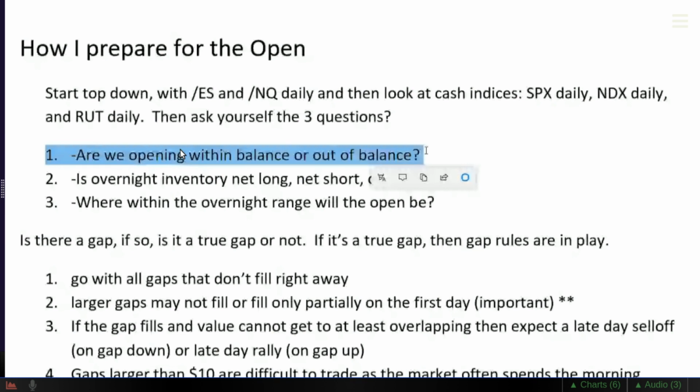So today, to answer that question, are we opening within balance or out of balance? We were definitely opening out of balance, correct? You guys know that we opened on a big gap. We were definitely out of balance.